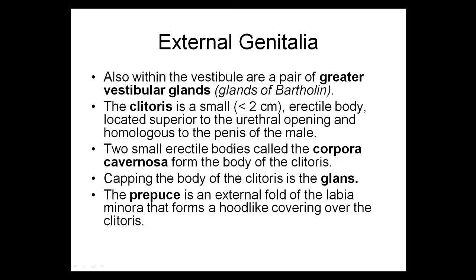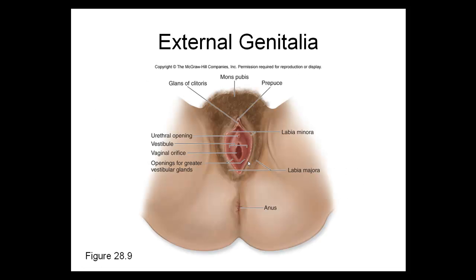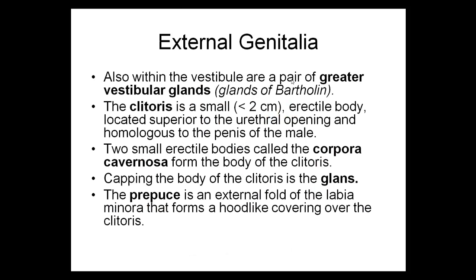All right. As I said before, there is a pair of glands, and they are on either side, here and there, of the labia majora, and that's what we call the greater vestibular glands. Also, we call them glands of Bartholin, or Bartholin glands.